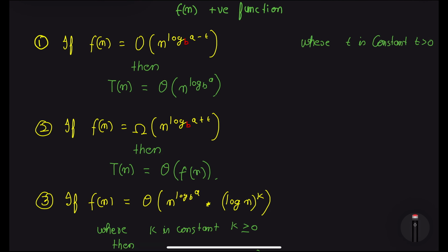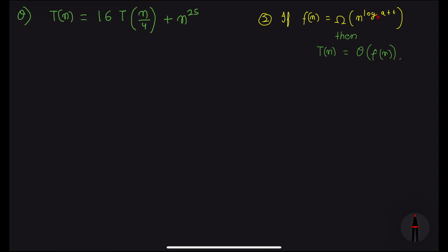Let's see the second case for Master Theorem. So if f(n) is equal to omega of n raised to the power log base b a plus t, then the time complexity will be theta of f(n). So let's see this with an example. Let's look at one more example.